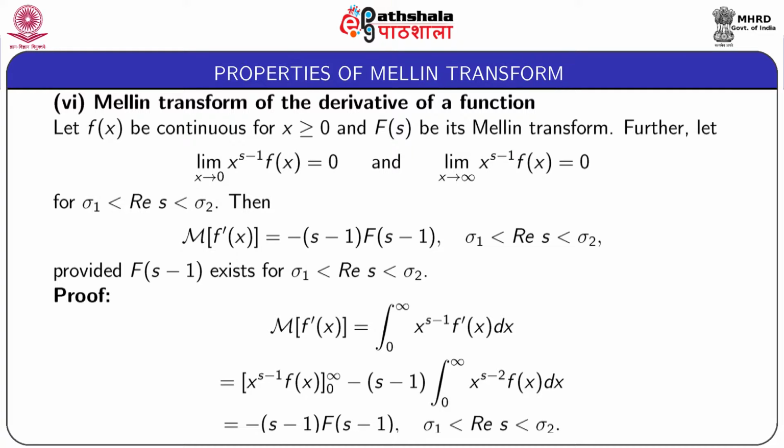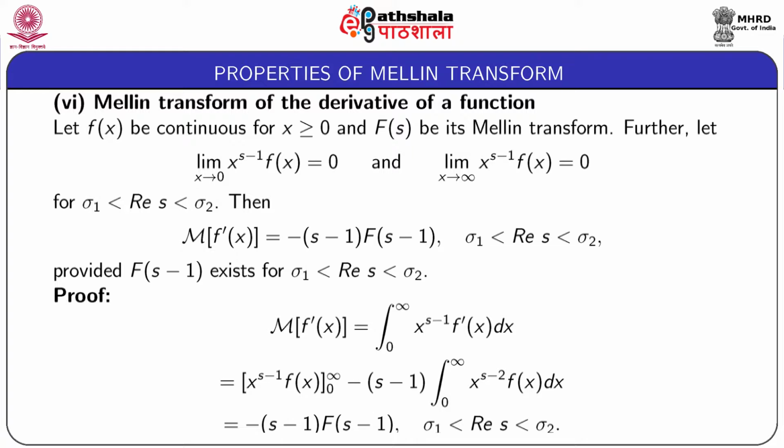For proof, we start with the Mellin transform of f'(x), which is equal to the integral from 0 to infinity of x^(s-1) f'(x) dx. Integrating by parts, we can write it as [x^(s-1) f(x)] from 0 to infinity minus (s-1) times the integral from 0 to infinity of x^(s-2) f(x) dx.